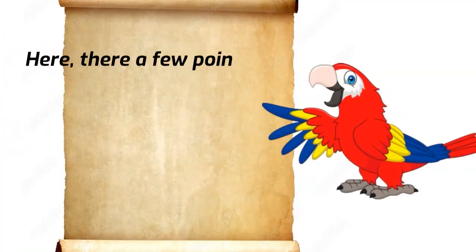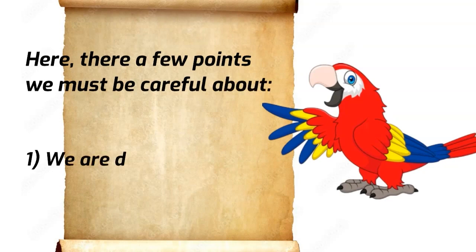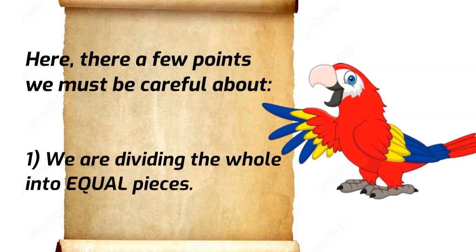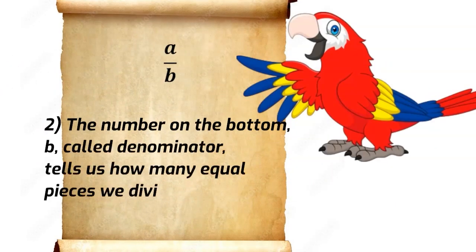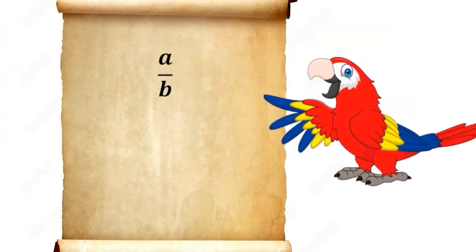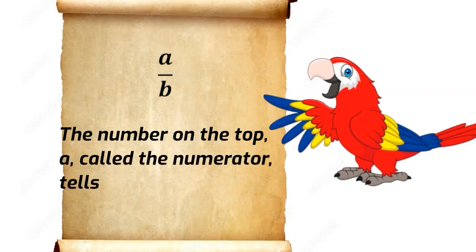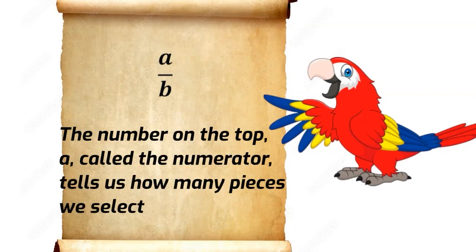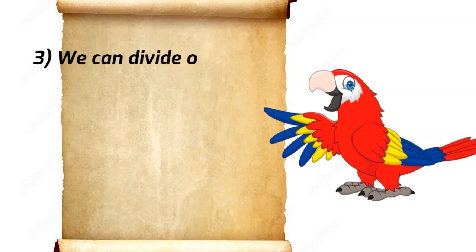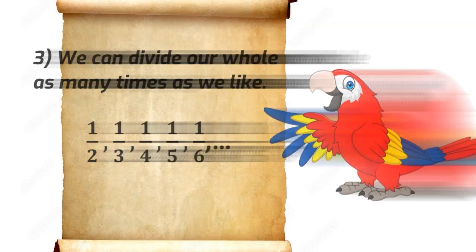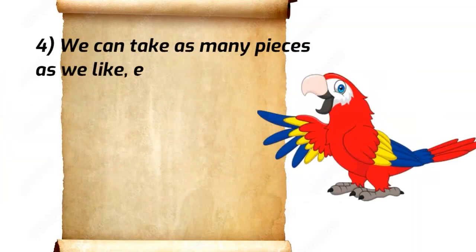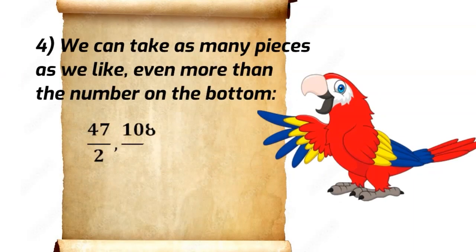Here, there are a few points we must be careful about. First of all, we are dividing the whole into equal pieces. Second, the number on the bottom, b, called the denominator, tells us how many equal pieces we divide our whole into. And the number on the top, a, called the numerator, tells us how many pieces we select. We can divide our whole as many times as we like. We can take as many pieces as we like, even more than the number on the bottom.